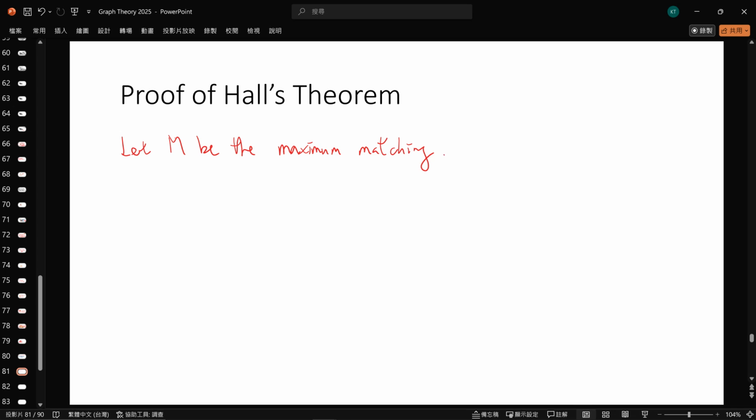So let's first consider the maximum matching M. And I stress that according to our assumption, M cannot saturate all the vertices in X.